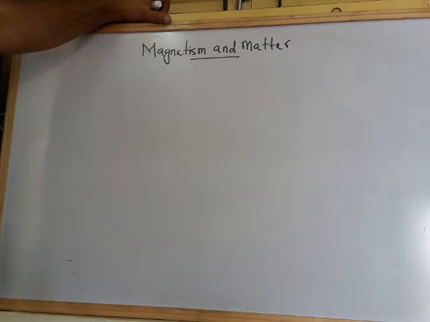Now what is in matter? The matter consists of the solids, the liquids and gas. So we have to classify which of the matter parts is magnetic, or it is non-magnetic. So particularly on the matter we have to study the magnetism. So this chapter is named as magnetism and matter.